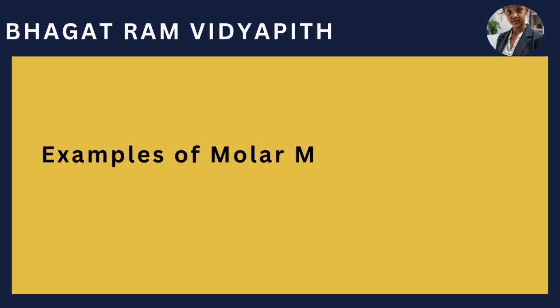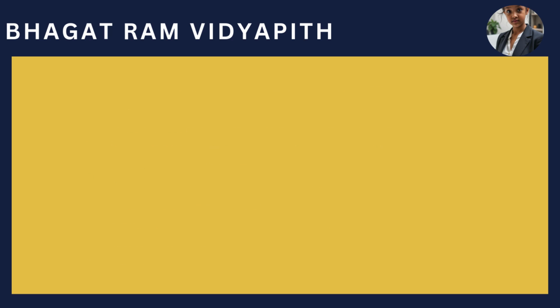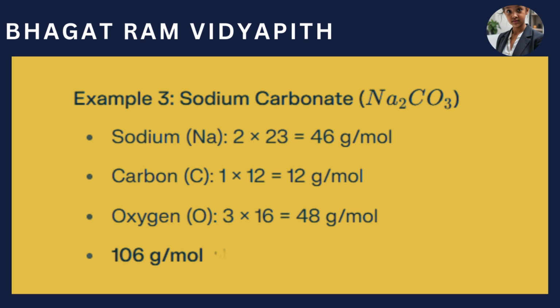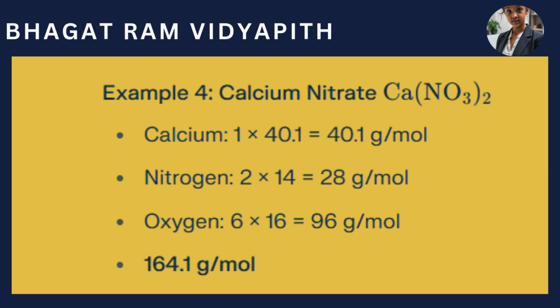Examples of molar mass calculation. Sodium carbonate, Na2CO3. Sodium is 23 grams per mole multiplied by 2 equals 46 grams per mole. Carbon is 12 grams per mole multiplied by 1 equals 12 grams per mole. Oxygen is 16 grams per mole multiplied by 3 equals 48 grams per mole. Total molar mass is 106 grams per mole.